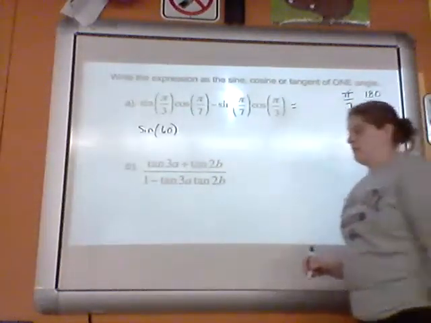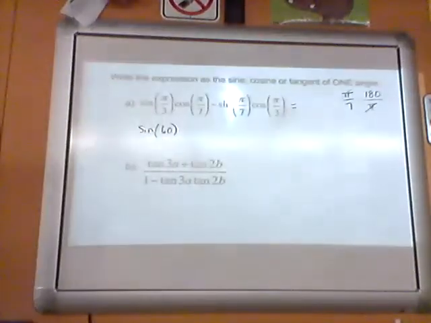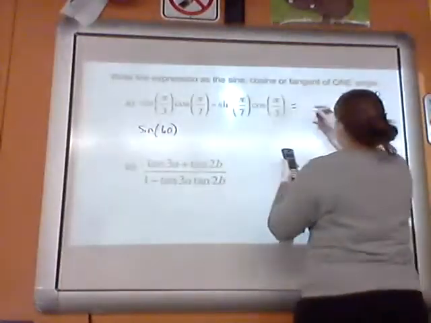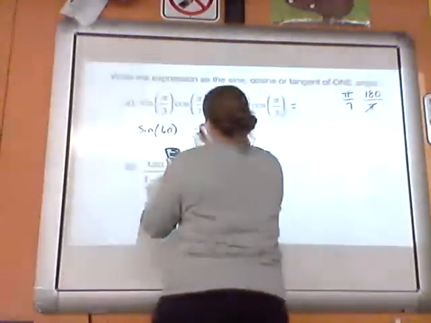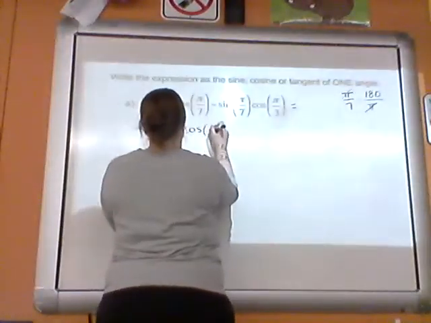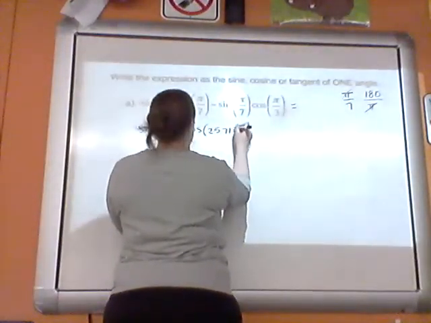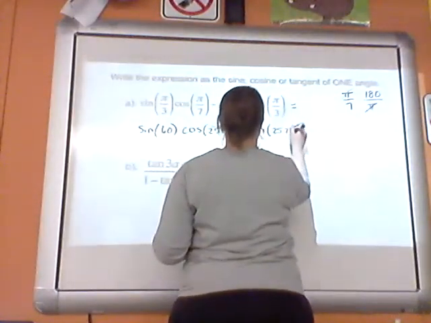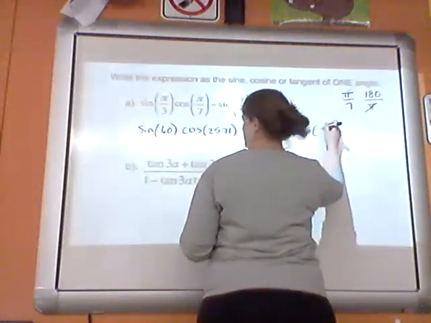180 over 7. Sure, that's good. What's the answer? Gordon. Oh, that's a not good number. Gordon, right? It's a different show. Cosine of... sorry, about 25.71. Okay, so 25.71, cosine of 60.